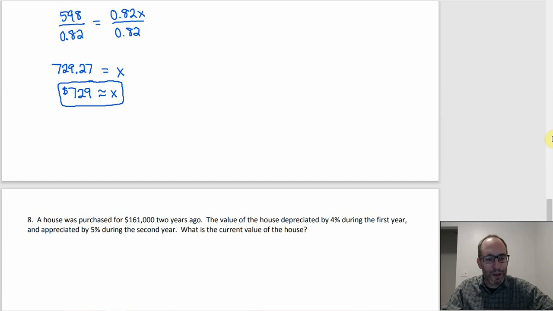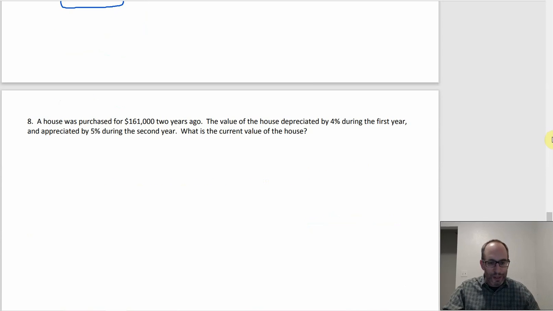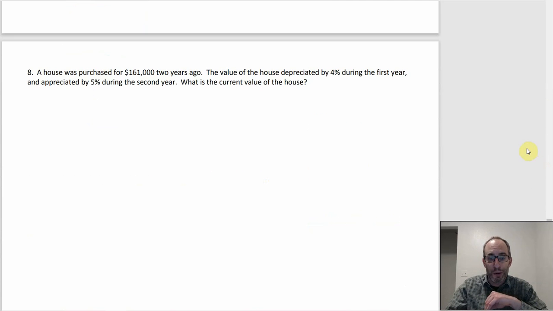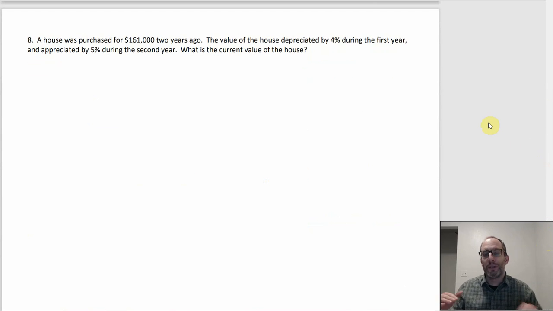Okay, number 8. Let's see, this one's got a couple of steps. So this is the one that's got both. It's got a decrease and an increase because we have that the house was purchased for $161,000 2 years ago. And then during the first year, the value of the house went down, right? Depreciated by 4%. But then in the second year, it appreciated, so the value went up. But that 5% is based on whatever the value of the house is at the end of year 1, right?